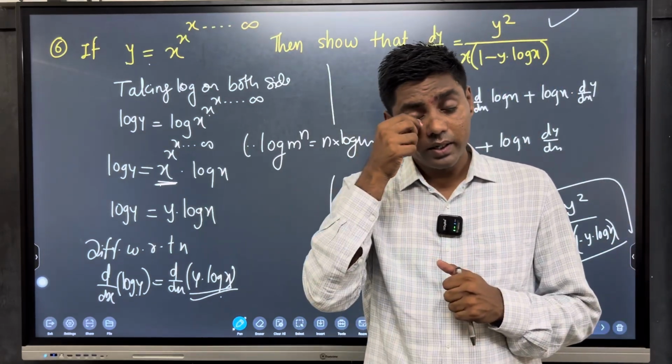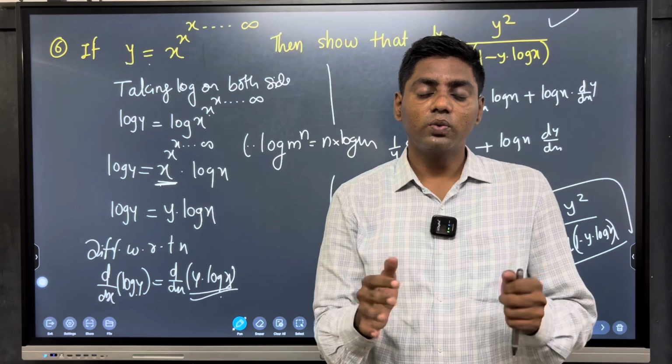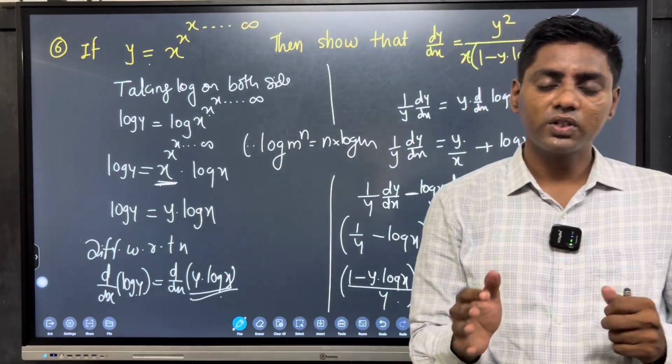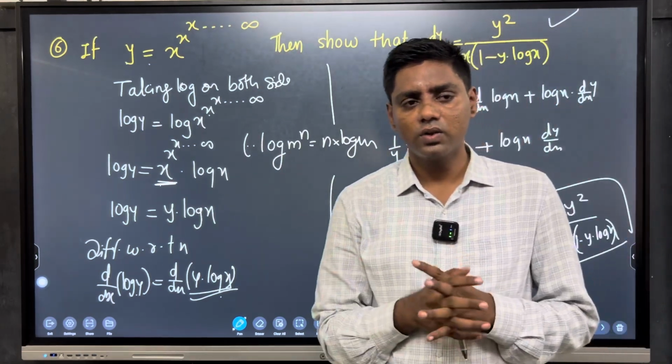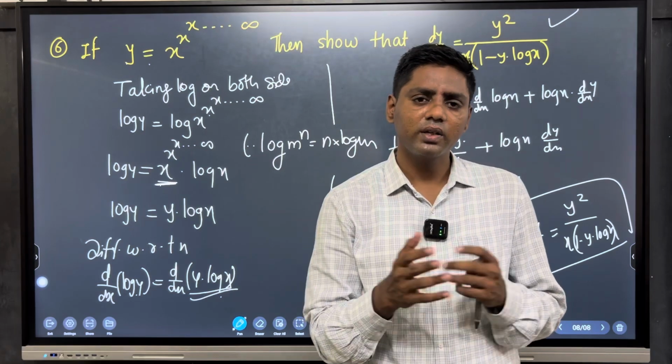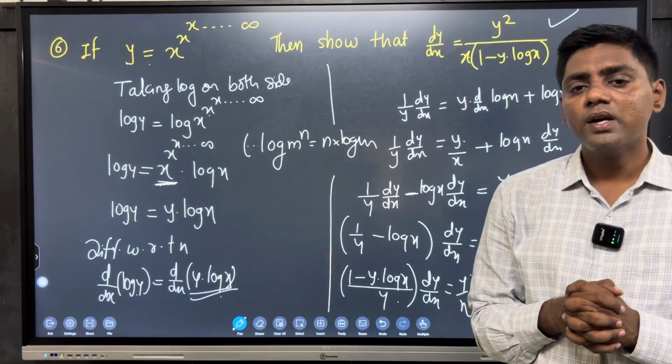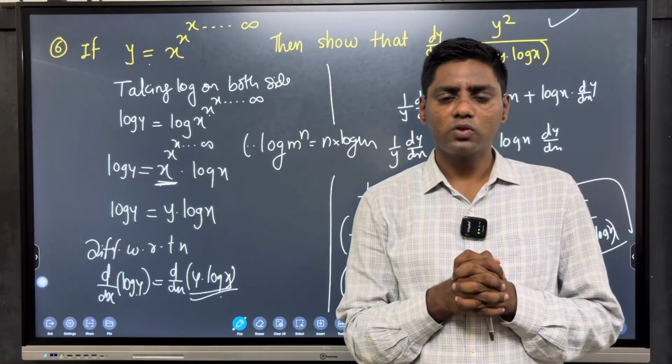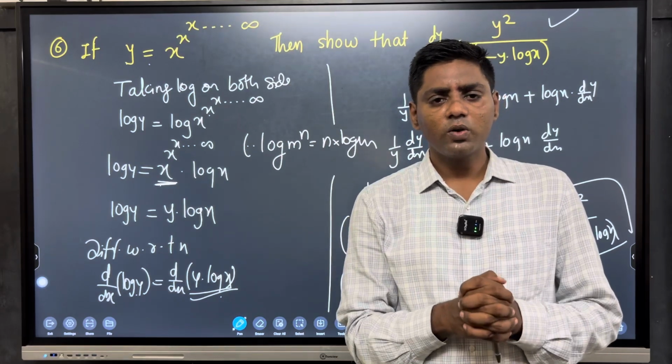So today we complete the implicit function. There are so many questions, and also some simple examples, that you can solve at your home. Make practice and solve so many questions. If you have any doubt, you can text me.